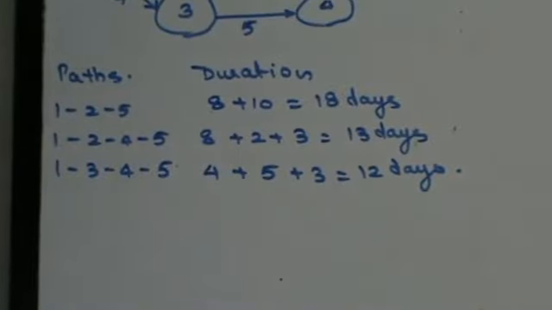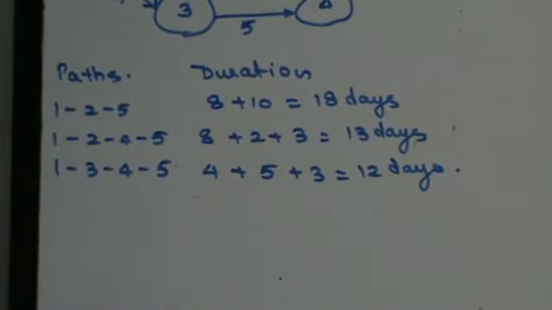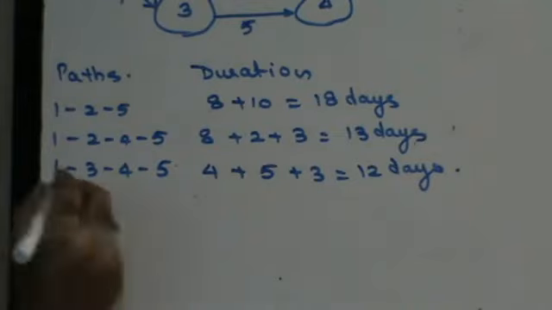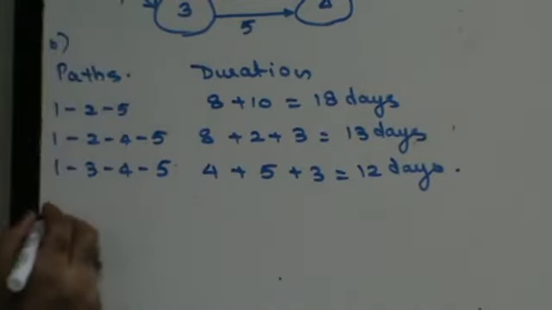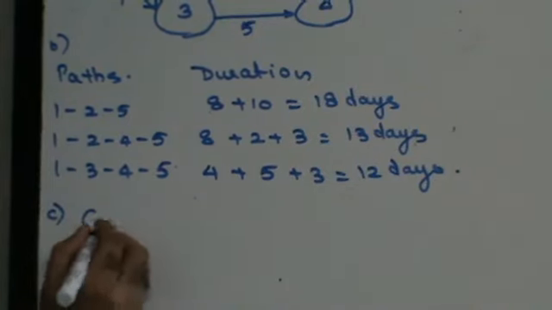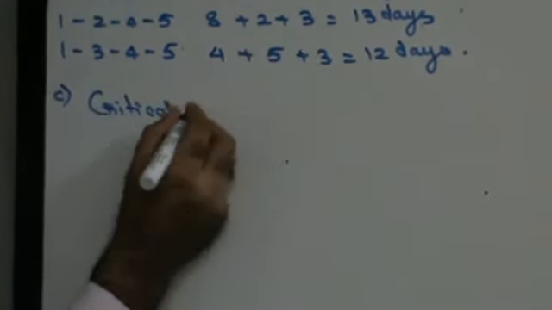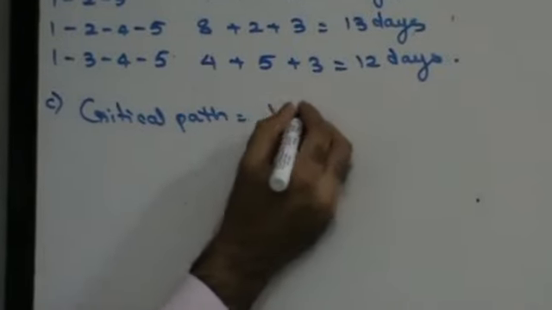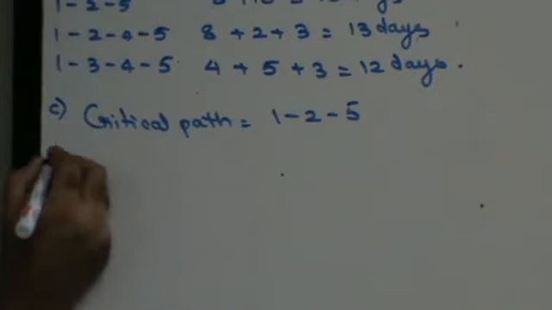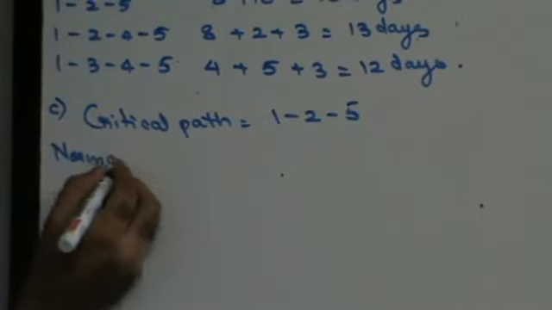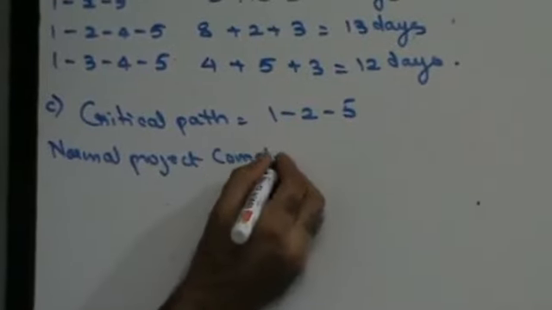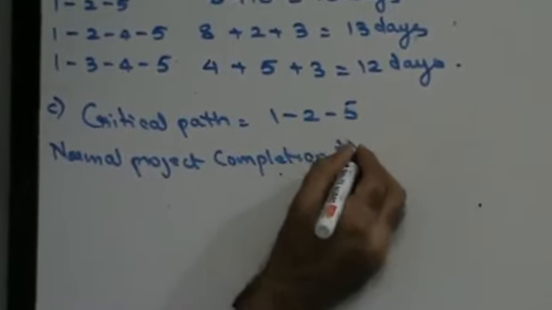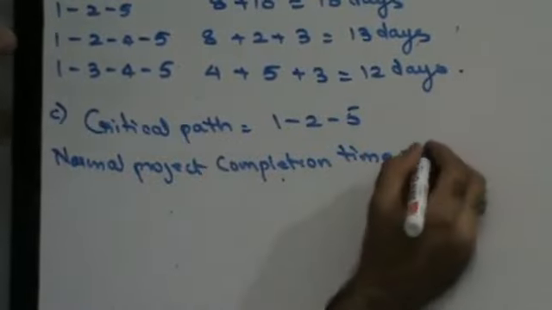Right? So in that case, the maximum duration gives me my critical path. So this is A, you draw the diagram. B, you calculate duration. C, your critical path is 1, 2, 5. Your normal project completion time is 18 days.